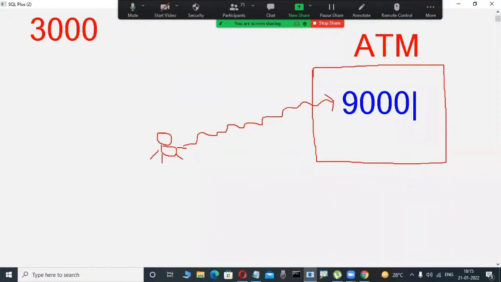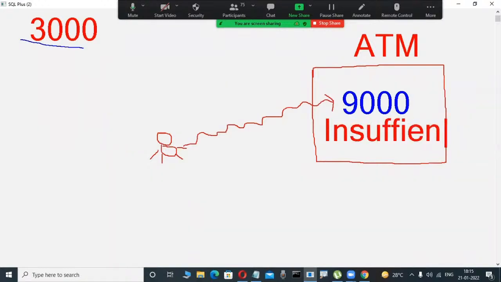Here my balance is 3000, but how can I get 9,000 rupees? Impossible. In this case, it will give a message. Are you observing your ATM machines? Maybe some message will be displayed, suppose "insufficient funds" or something like that.